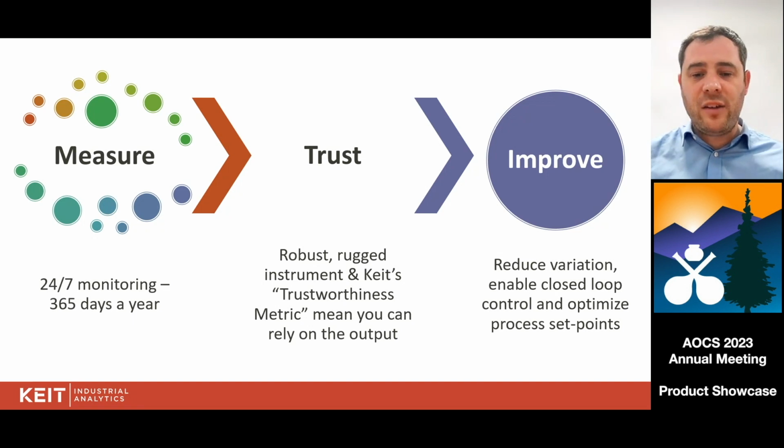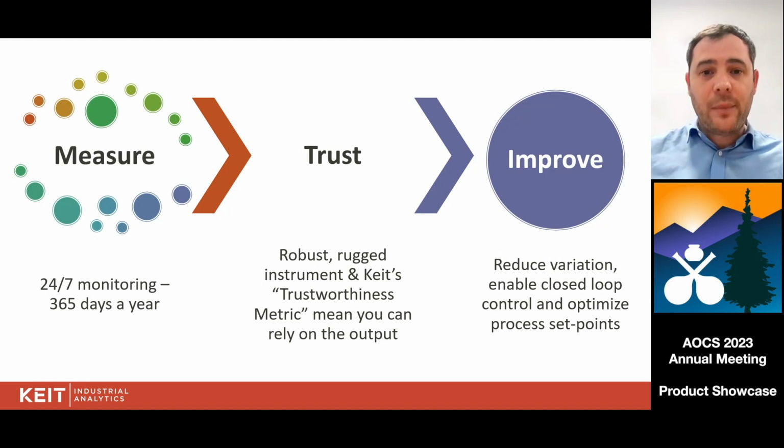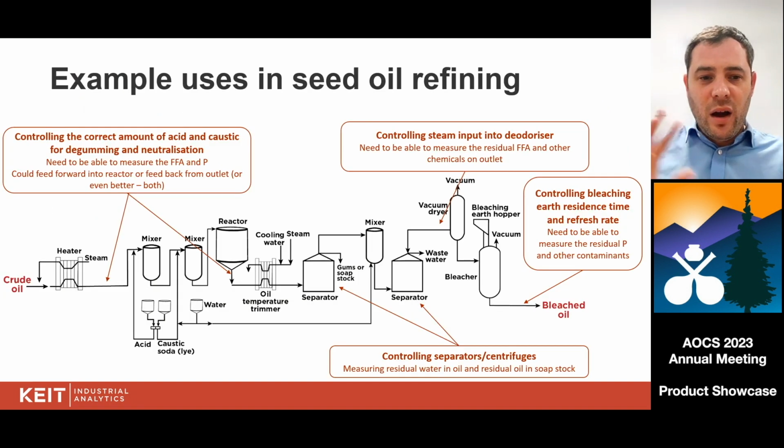You can reduce variation, you can enable closed loop control, and you can optimize process set points. By sticking all of that together, we can make tangible, big steps in the right direction to improve processes. I'm not going to spend too long on this, but there are loads of different examples. This is just in seed oil refining. There are other examples in renewable diesel pretreatment, in fractionation, which isn't on here. There are lots and lots of different potential use cases, but I want to talk about a few of them in a bit more detail.